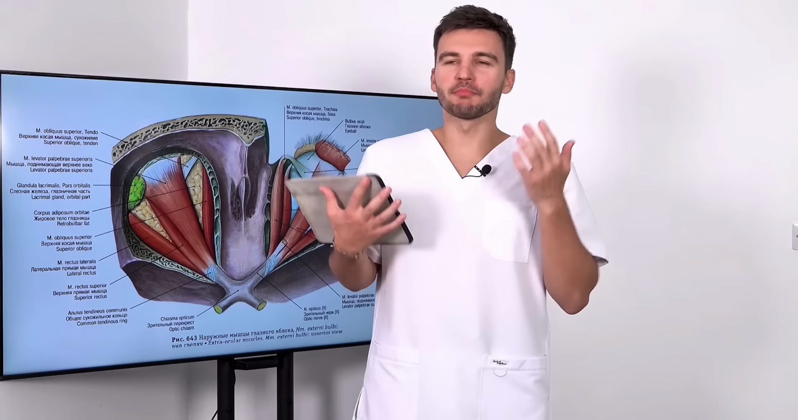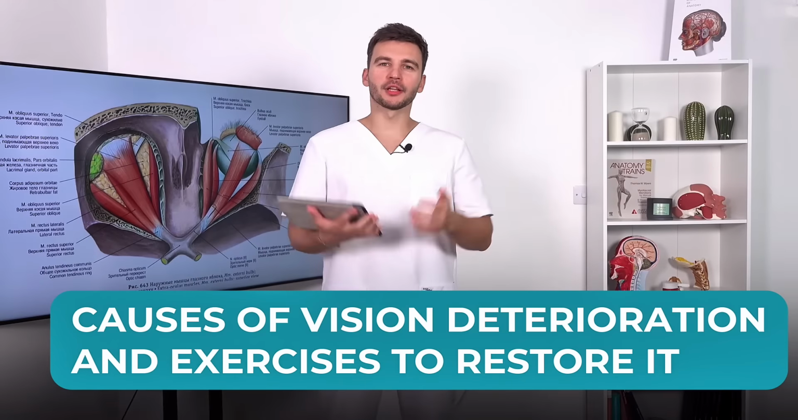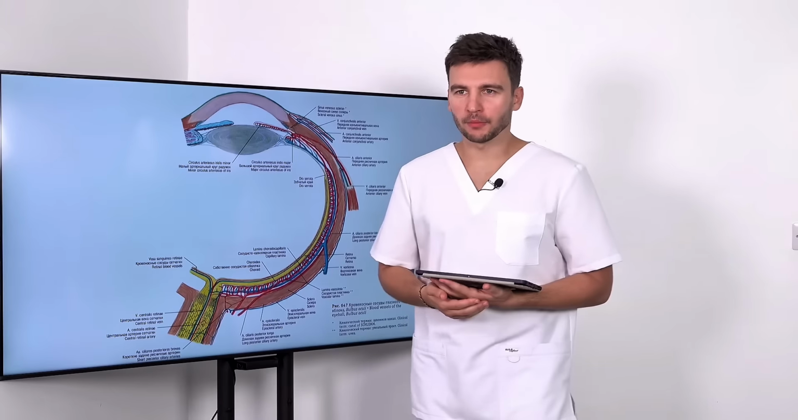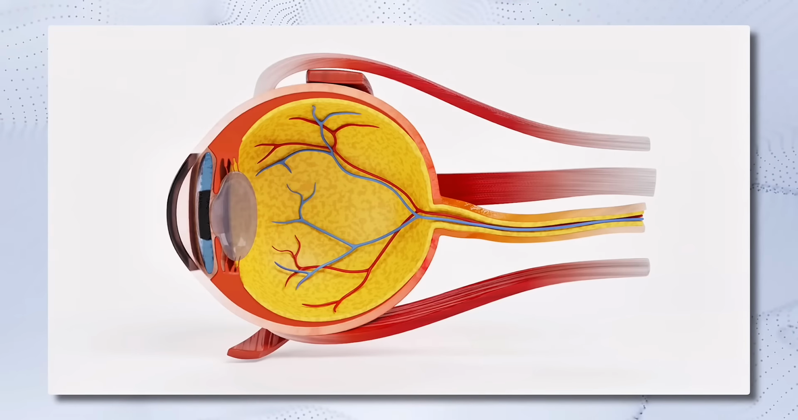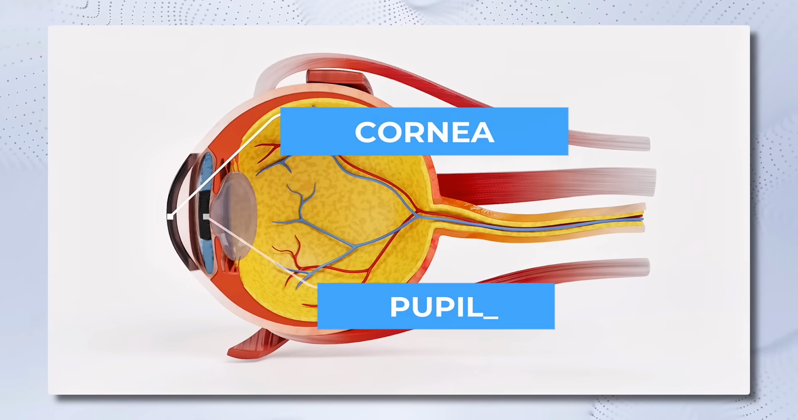Why does vision even get worse? And how can you influence it with exercises? Let's look into the reasons why vision deteriorates. It's the internal structure of the eyeball. Here you can see the cornea, the pupil. This is the lens with its ligaments. And here is the sclera of the eye with the retina and the optic nerve.